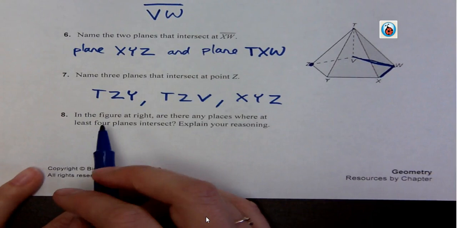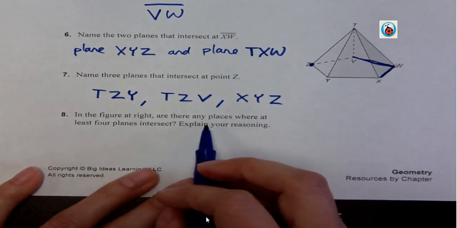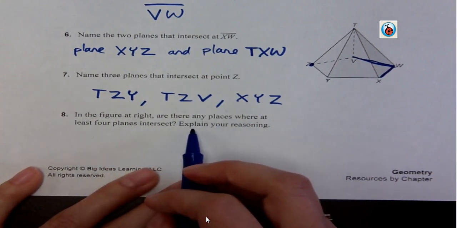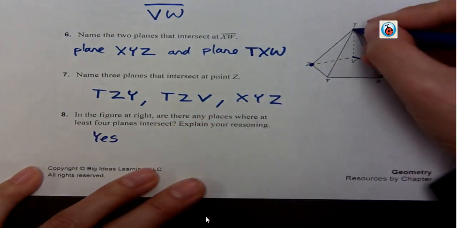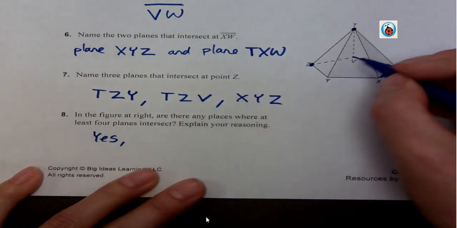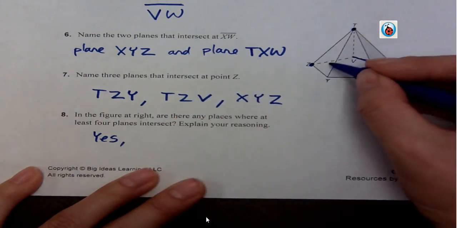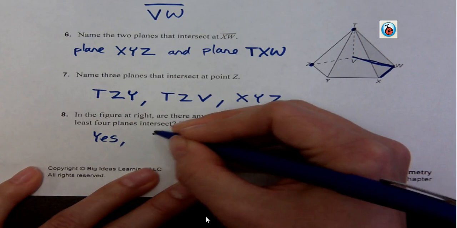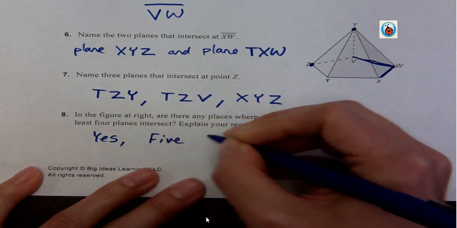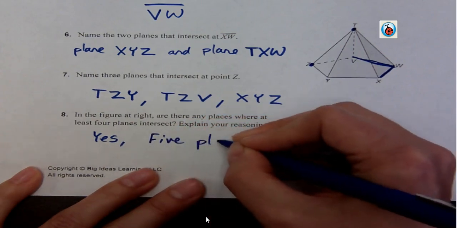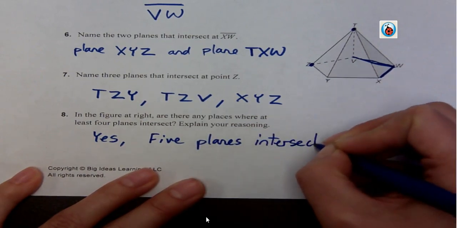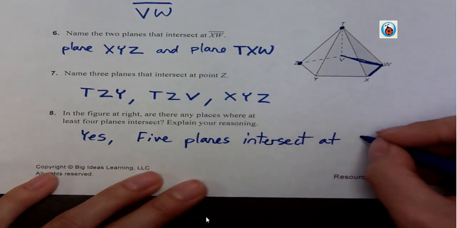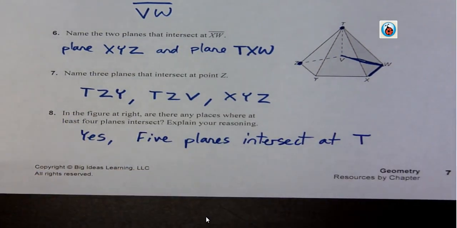Okay, so in this figure, are there any places where at least 4 planes intersect? And the answer is yes, because up here at point T, we have 1, 2, 3, 4, 5 sides. So 5 planes intersect at T. So that is your notes for today.